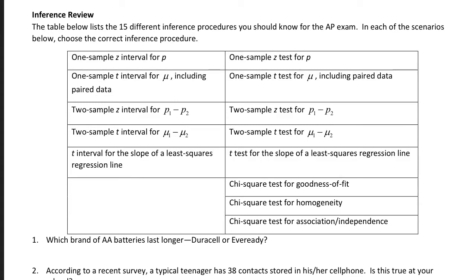All right, so inference review. There are 15 different inference procedures you should know for the AP exam, except now this year they're going to cut off these last ones. Theoretically they won't be on there. So now we're down to 1, 2, 3, 4, 5, 6, 7, 8. Okay, that's nice. So in strategy here, you're going to have the question, well, is there a question?